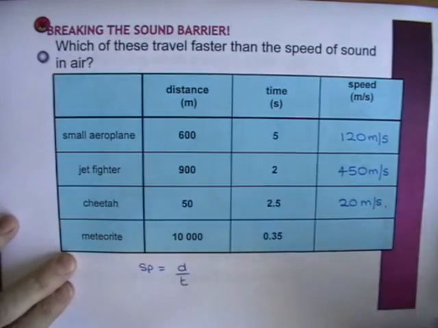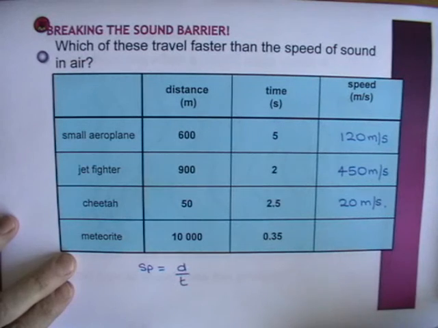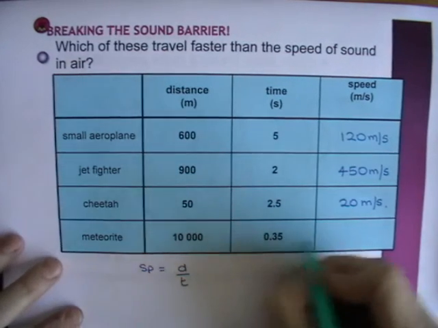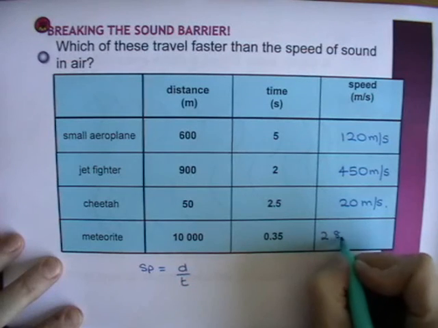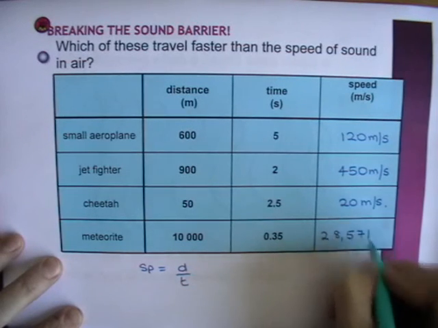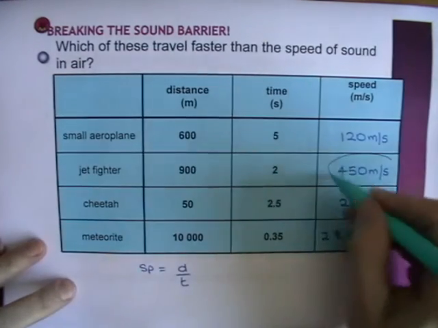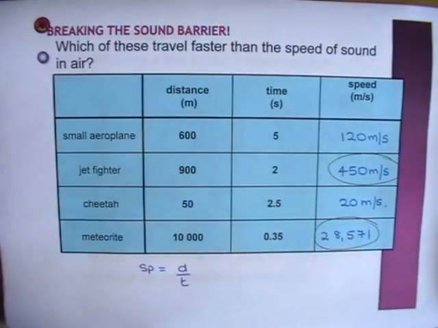And a meteorite, 10,000 divided by 0.35, and it definitely is going to break the sound barrier. 28,571 meters per second. So the two that are going to break the sound barrier are the jet fighter and the meteorite.